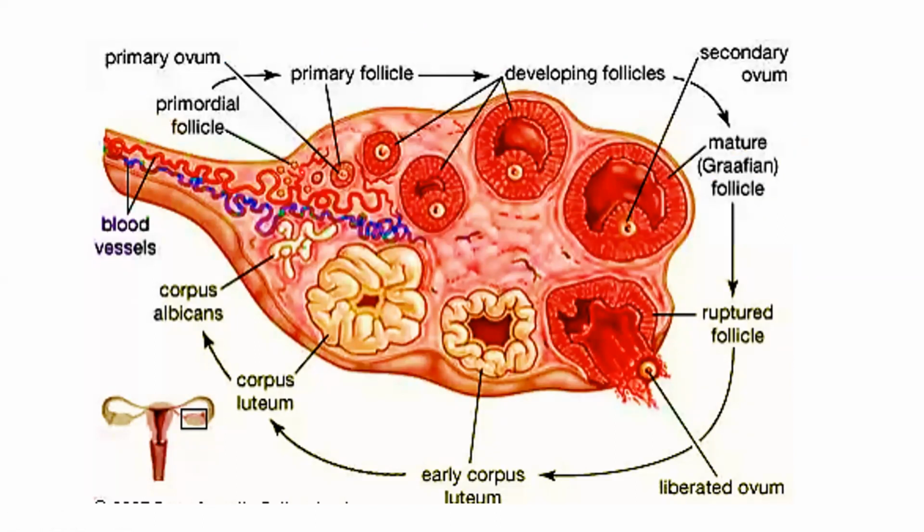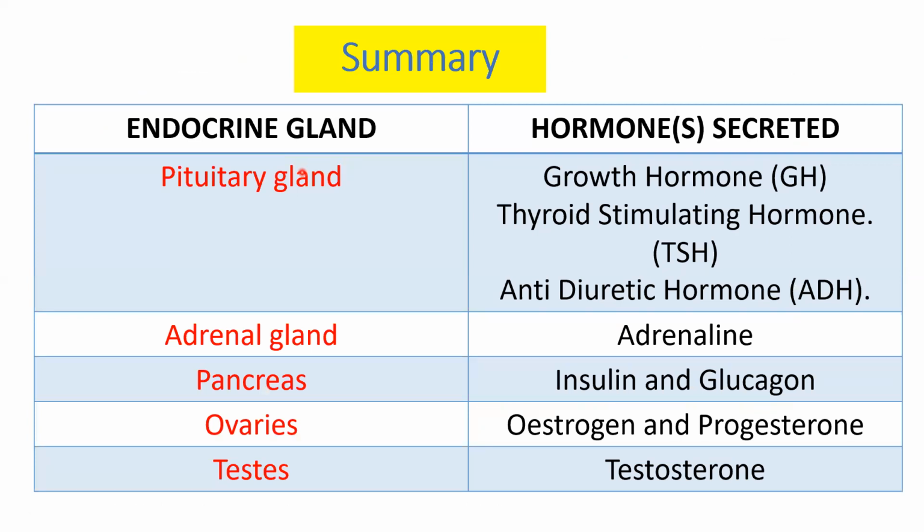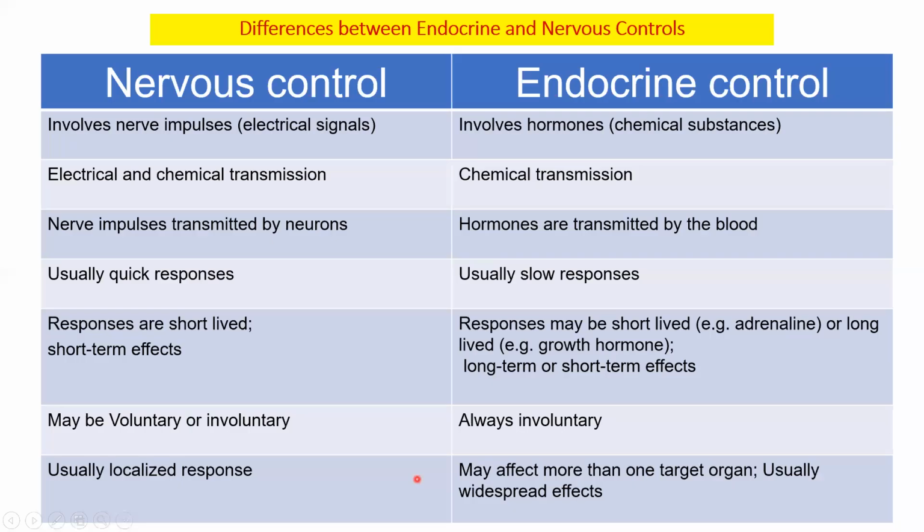You can see it. Now, these are the hormones present in our body, the glands and the hormones in your syllabus as well. Just have a look. The pituitary gland is related with ADH, which is important. Adrenaline comes from the adrenal gland, insulin and glucagon from the pancreas, estrogen and progesterone from the ovaries, and testosterone from the testes.